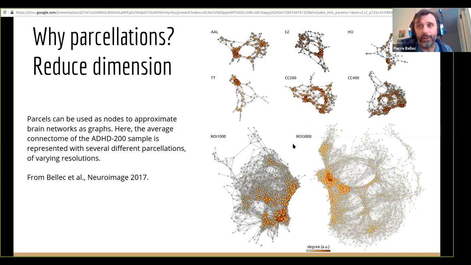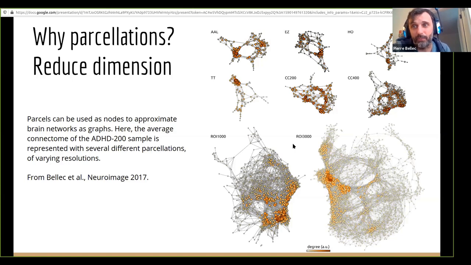So why parcellation, first off? Well, parcellations are used as a tool to build connectomes. So a connectome, typically, you're going to look at every region in the brain and you're going to compute measures of connectivity between every pair of those regions. Maybe you're going to threshold that, maybe not. But at the end of the day, you're going to have a graph, nodes and edges. And clearly, the parcels you use are going to change a lot the way your network looks.